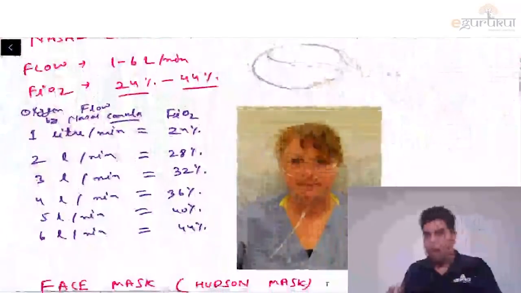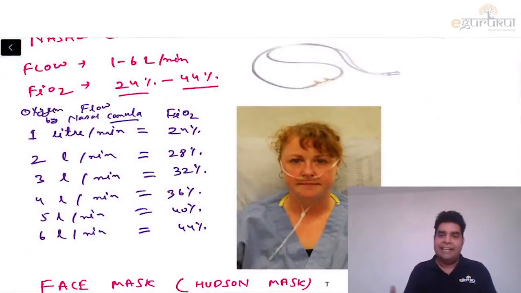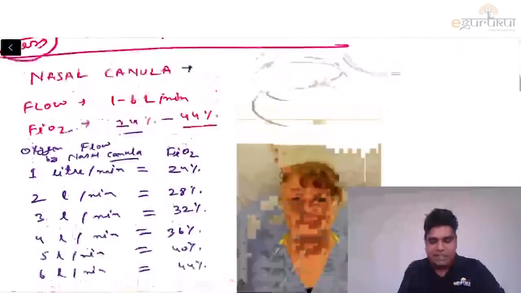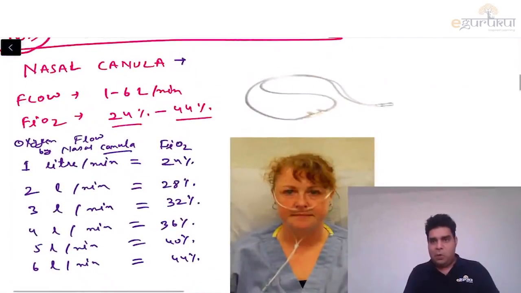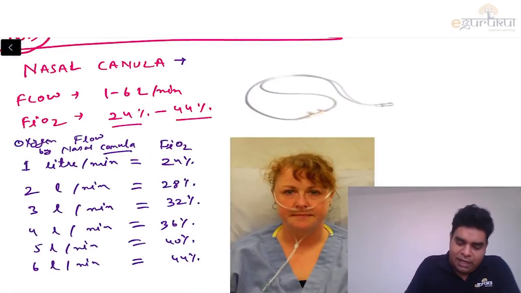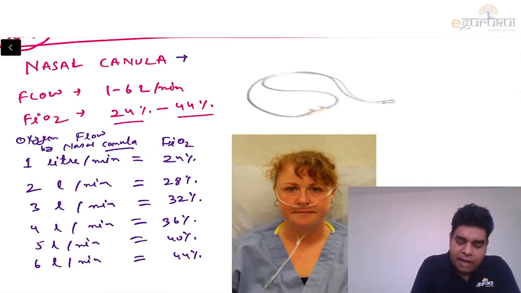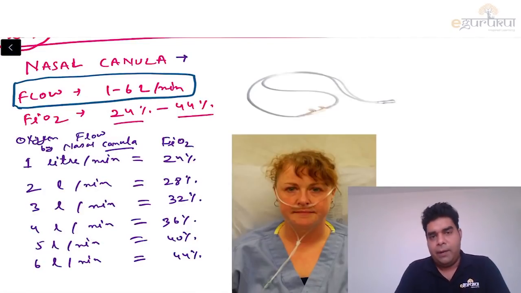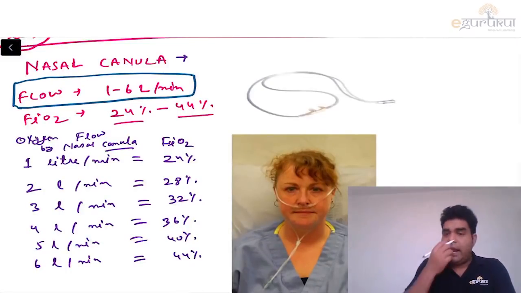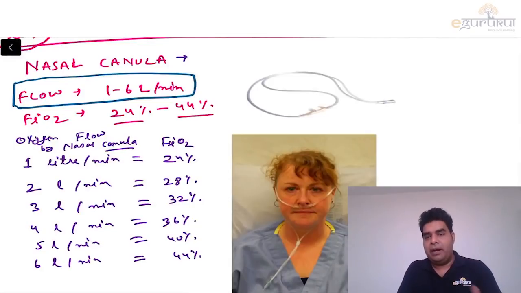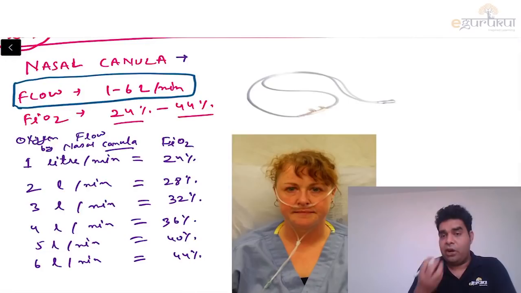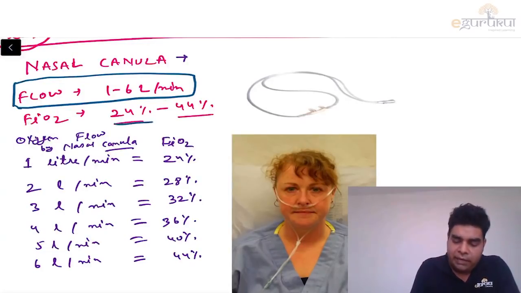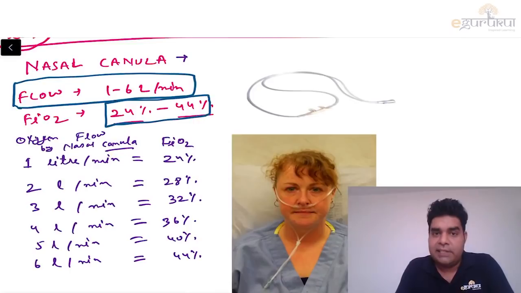Okay. Now, let's discuss some of the low flow devices in which the patient needs to take extra air from the surrounding. First is the nasal cannula, which we all know and use very commonly. In the nasal cannula, we can use a flow of 1 to 6 liter per minute. Okay? If we have to give up to 6 liter per minute, we can use it. And in the nasal cannula, the fraction of inspired oxygen, the FiO2, is 24 to 44%. How is it decided?